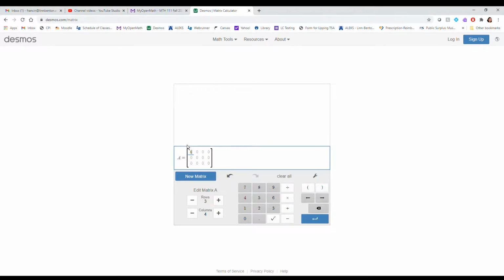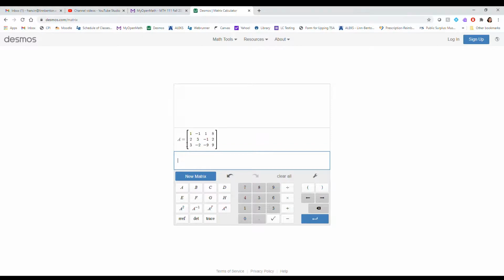So it was 1, -1, 1, 8, 2, 3, -1, 2, 3, -2, -9, 9. All right, so there's our matrix A. And now to get this into reduced row echelon form, you type RREF, and you apply that, oops, that's not an F, RREF, and you apply that to matrix A.